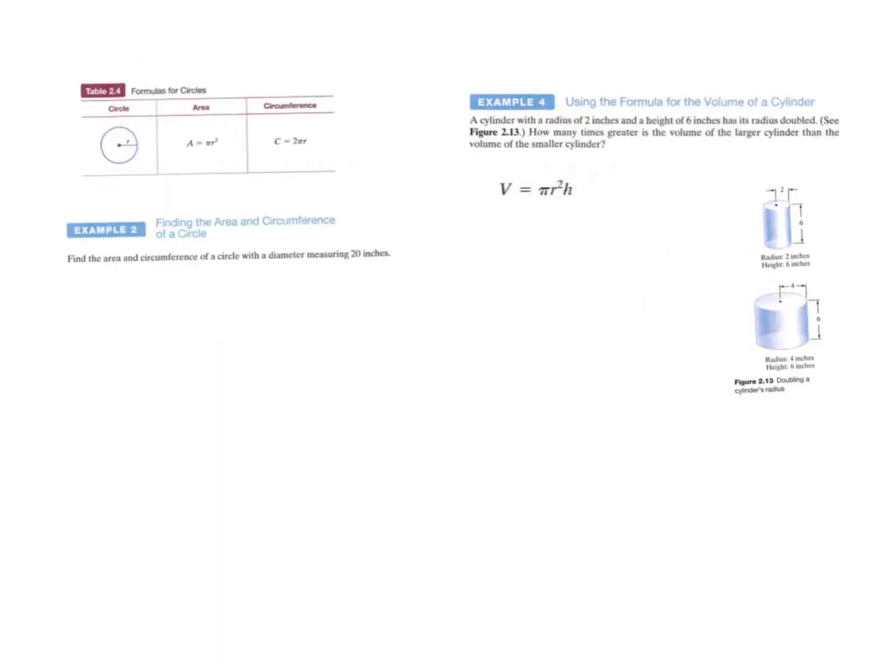Now we're going to take a look at circles and cylinders and use their formulas. For a circle we have an area of pi r squared, and for circumference we have 2 pi r. We want to find both of those for this particular circle, which has a diameter of 20 inches. So we're going to find the area first.